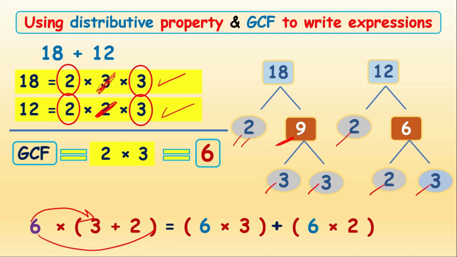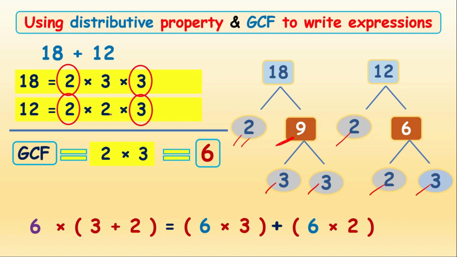Okay, that about the expression. How do you write an expression using distributive and GCF? Meaning, how do you use the distributive property and GCF to write this expression? Okay, let's say again quickly what we did. We did factorization of 18 and 12 to their prime factors.